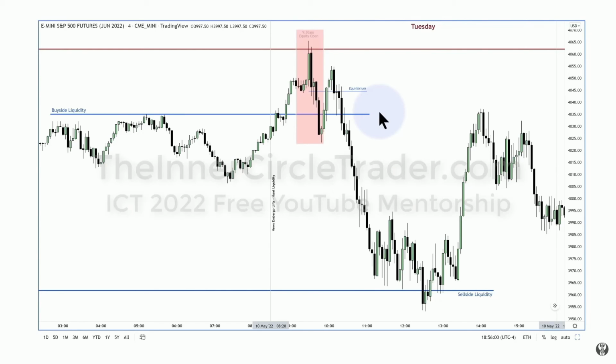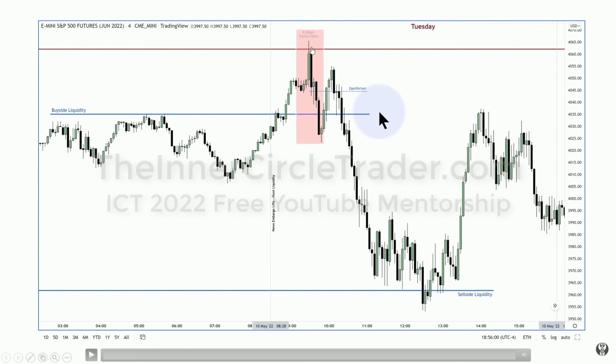All right, so hopefully you got that audio. What ICT was trying to say is, in this shaded price action that you see over here in his chart, he's looking for it to trade back into a premium so that he can enter short.